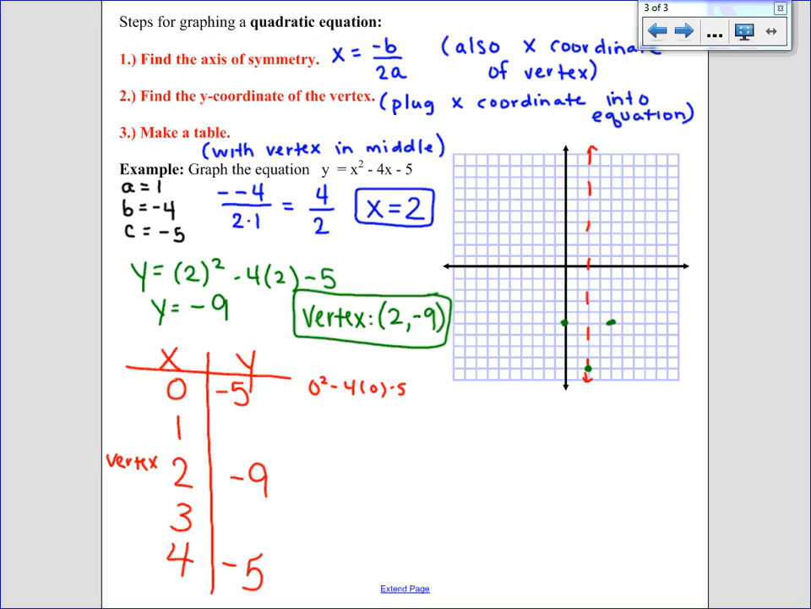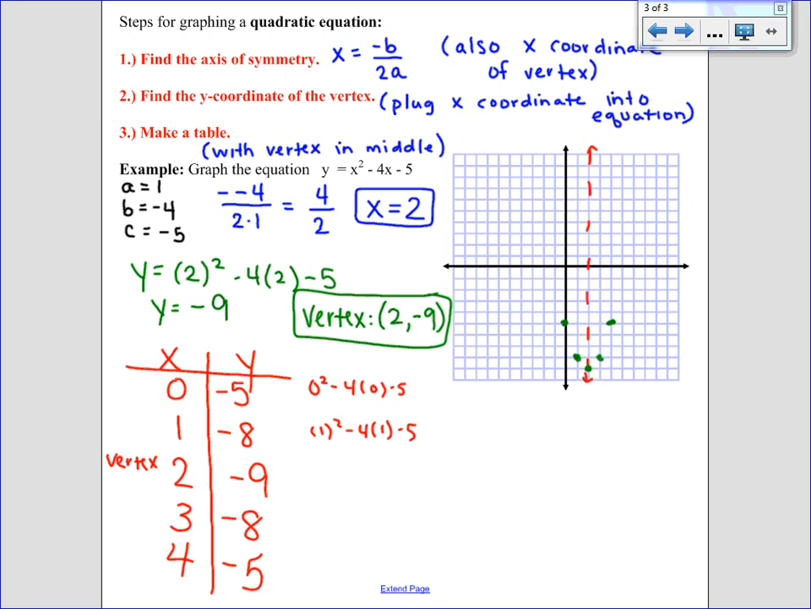Next, we're going to put in a 1. So if we just sub the 1 into the equation, we'd have 1 squared minus 4 times 1 minus 5. And when you simplify all of that, you would end up with a -8. So we're going to go ahead and graph that point. So we have 1, -8. And then we're again just going to flip it right over that axis of symmetry and find out that the point 2, -8 is also there.